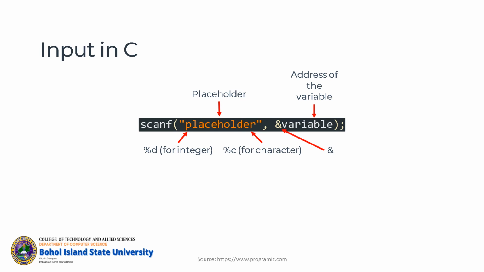The address of the variable, on the other hand, is where the value is stored in our memory. For now, to simplify things, we just remember to place an ampersand symbol, or the and symbol, before the variable name.